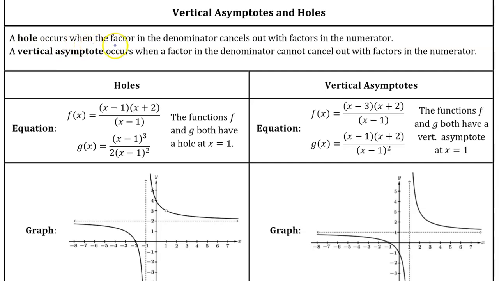A hole occurs when the factor in the denominator cancels out with the factors in the numerator. A vertical asymptote occurs when a factor in the denominator cannot cancel out with factors in the numerator.